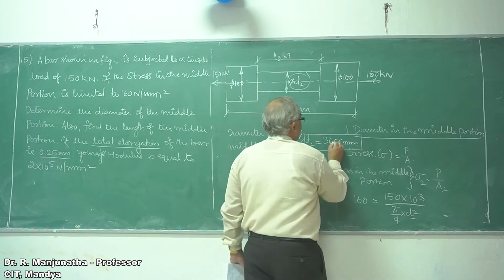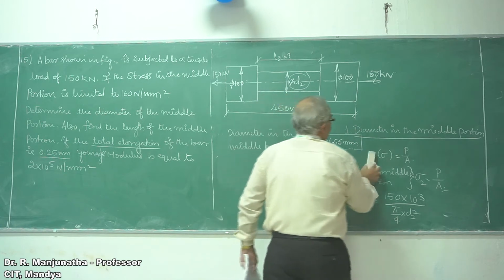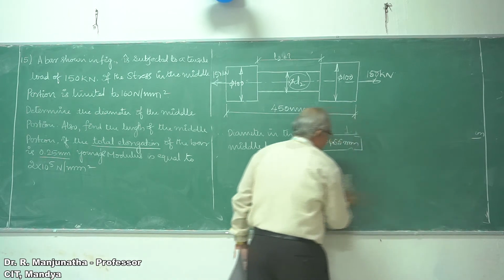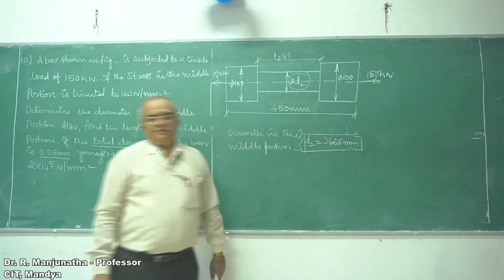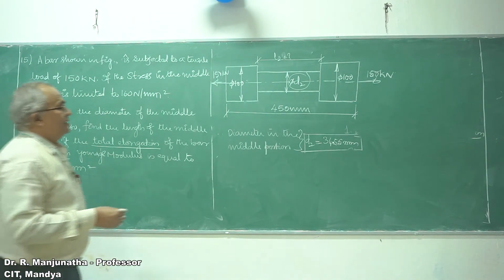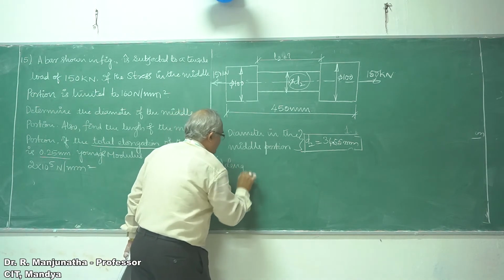So this is the answer, 34.55 mm. The next is the length in the middle portion. The next variable which we need to find out is the length in the middle portion. Second condition, length in the middle portion.